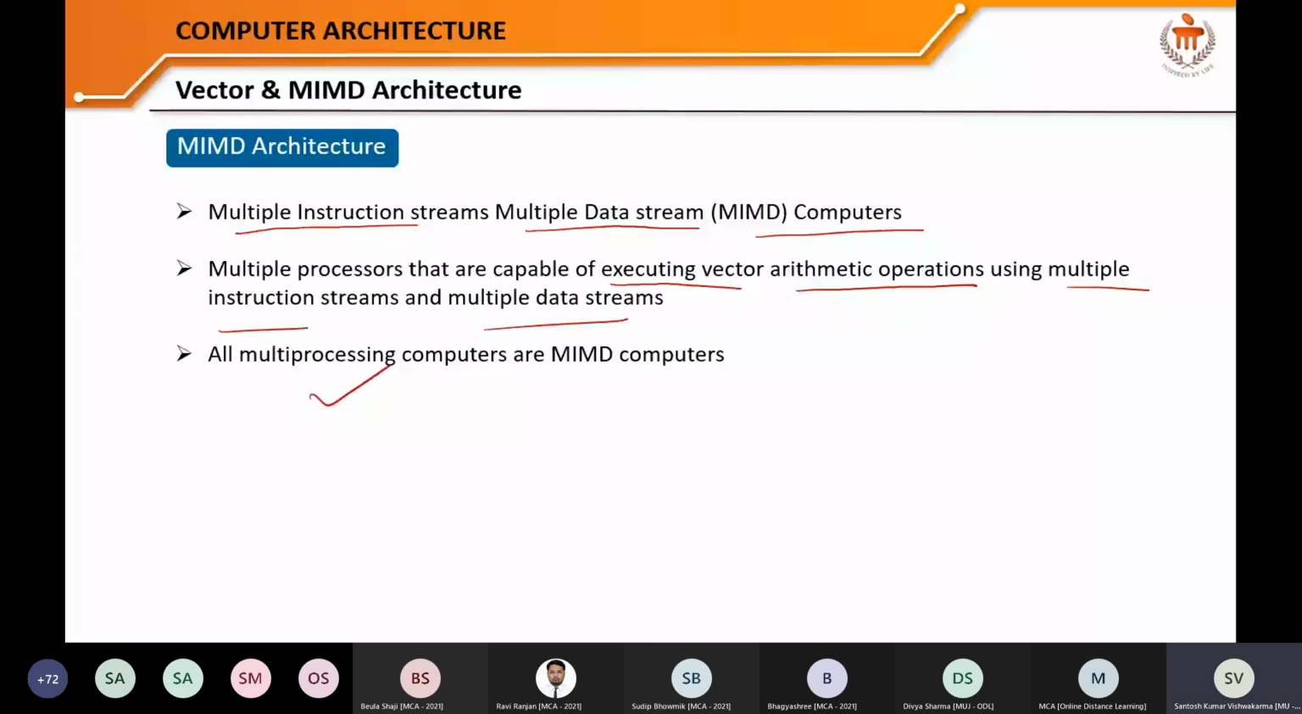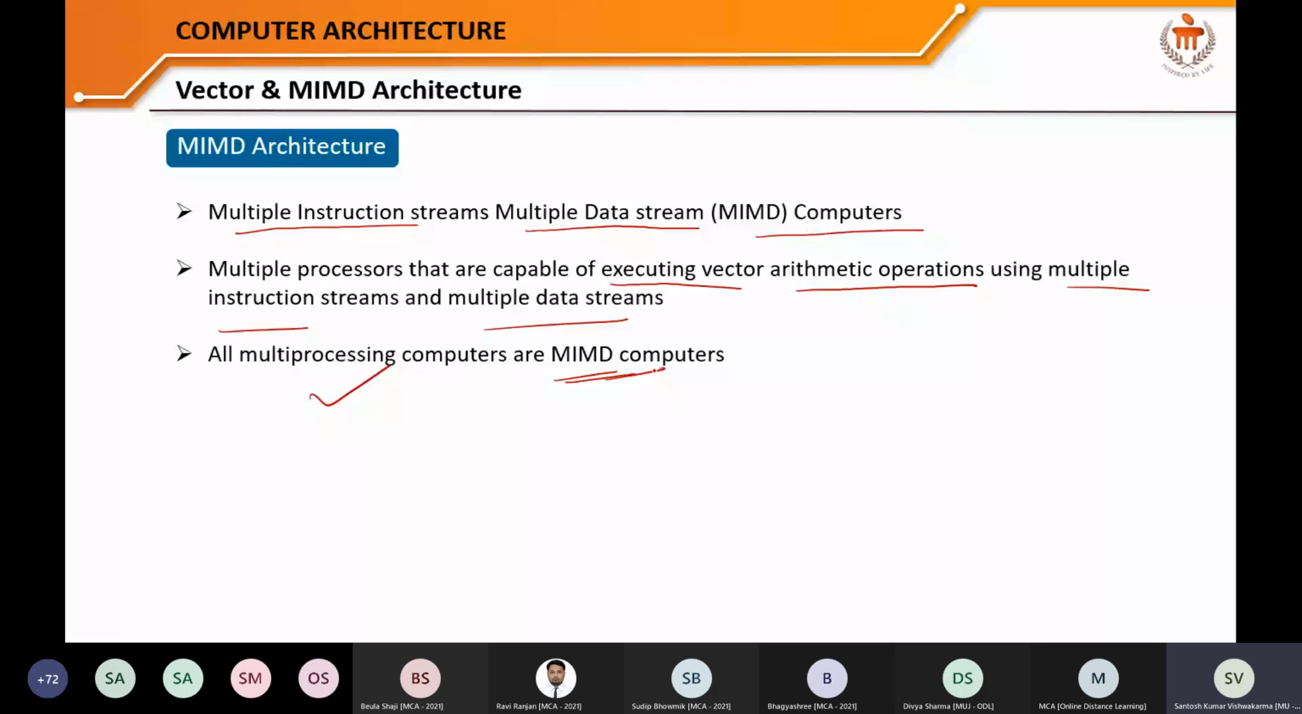How many of you know multiprocessing computers? Because we have talked about, and from an operating system perspective also, you may have used this word multi in a number of things: multiprocessing, multiprocessor, multi-threading, multi-jobs, multi-program, all that stuff. So are you clear with this word multi? Okay, we'll talk about that. So all multiprocessing computers are MIMD computers.